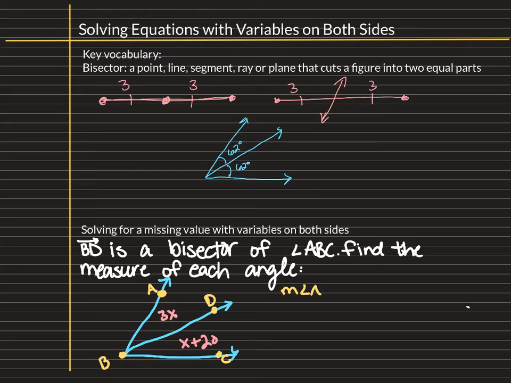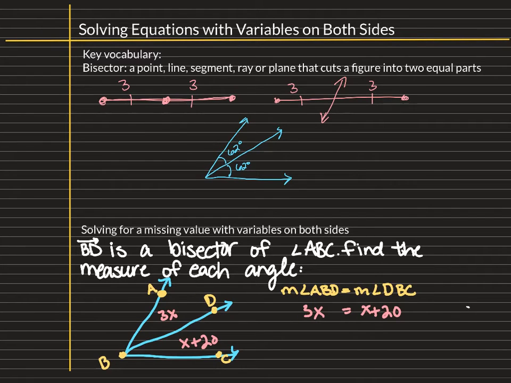So I know that the measure of angle ABD is going to be congruent to the measure of angle DBC. And again, I know that because it tells me right here BD is a bisector. That automatically means that this ray is cutting my angle in half. So I can take these two values and I can plug them in place of their associated angle to set up an equation.